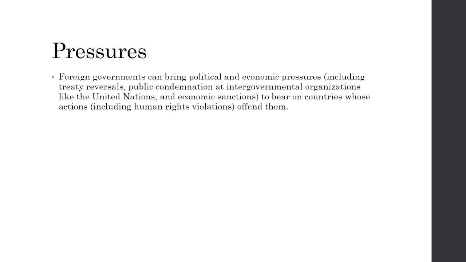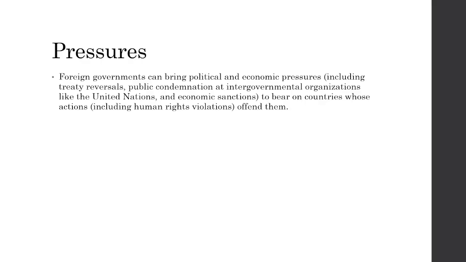So foreign governments can bring about certain pressures, such as treaty reversals, public condemning at international organizations like the United Nations. The United Nations essentially saying, you're doing something wrong, we're going to humiliate you in front of the board of the UN, as well as they can place economic sanctions and limit travel to those countries that offend them and you don't enact certain policies or don't act a certain way, basically don't follow what they want them to follow. Well, we've seen this before in previous slides.